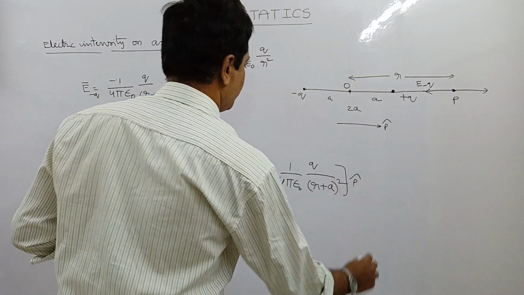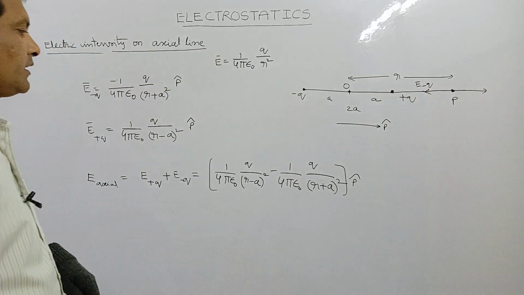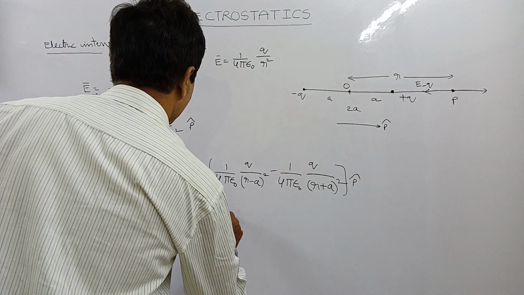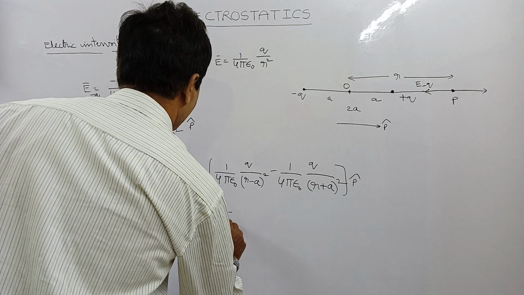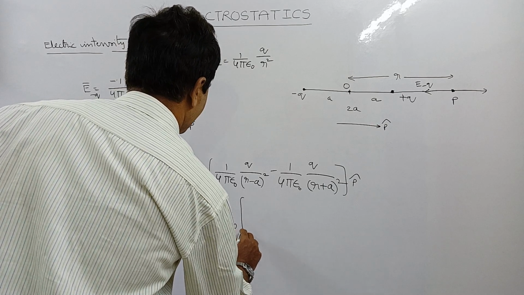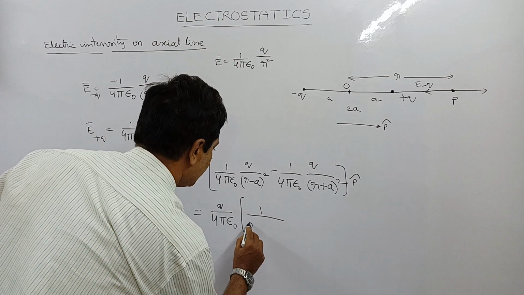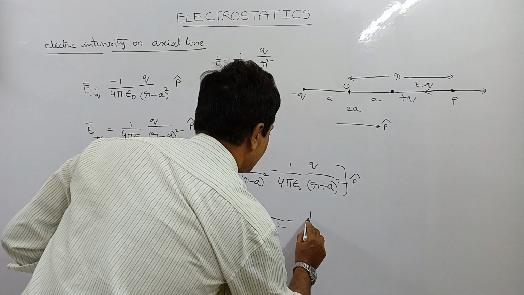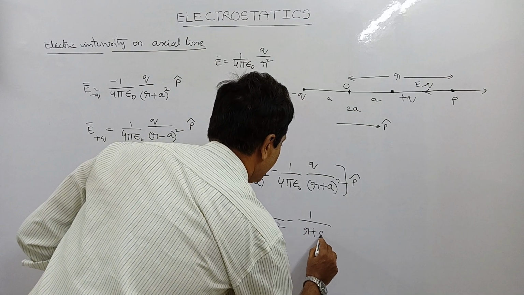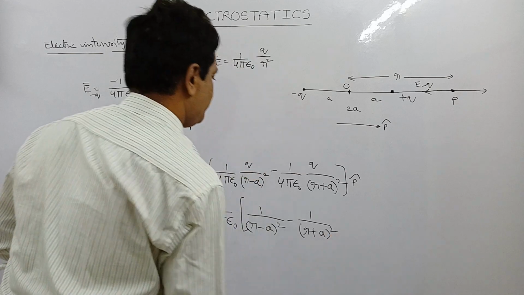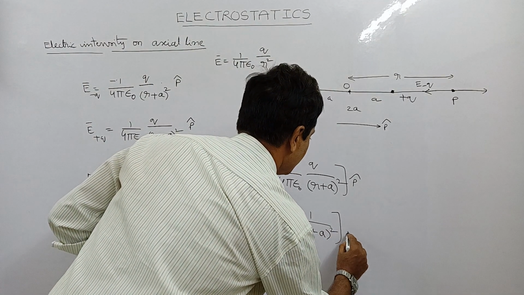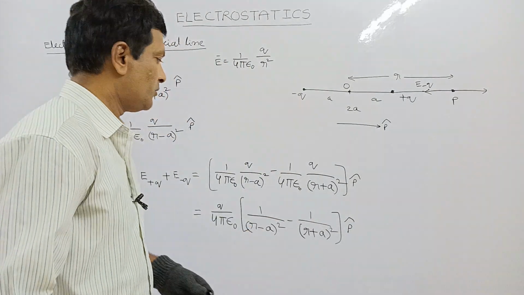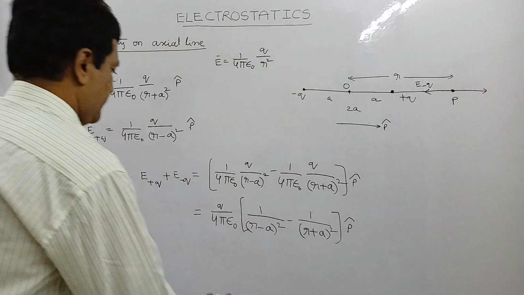Into P cap. So if you take q by 4 pi epsilon naught as a common factor, what we can write is 1 by (r minus a) whole square minus 1 by (r plus a) whole square, into P cap. This is a unit vector of the dipole moment of a dipole. See here.